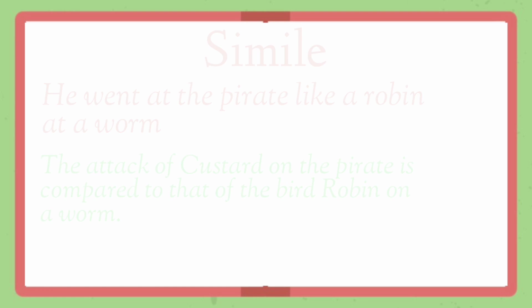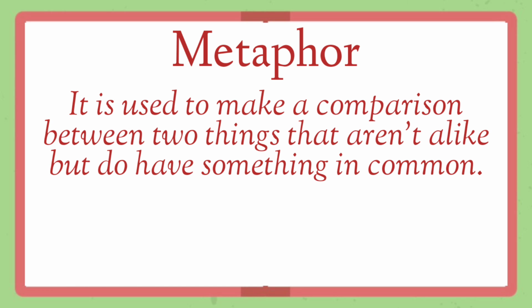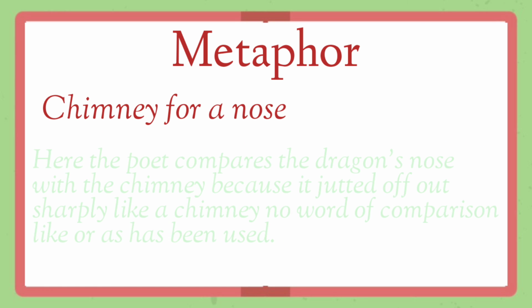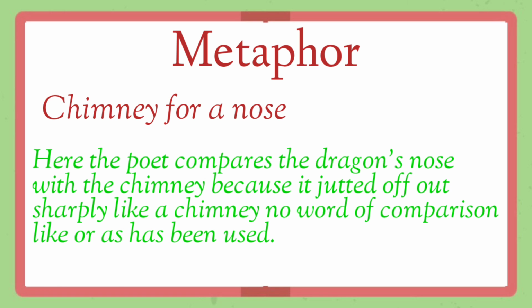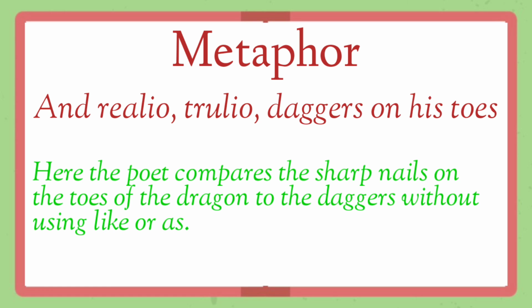Then the next literary device that the poet has used is metaphor. A metaphor is a figure of speech that is used to compare 2 things, but it is an indirect comparison. For example, "chimney for a nose." So here the poet compares the dragon's nose with a chimney because it juts out sharply like a chimney, and no word of comparison like or as has been used here. And the poet also says, "and realio trulio, daggers on his toes." Here the poet compares the sharp nails of the toes of the dragon to daggers without using the words like or as.